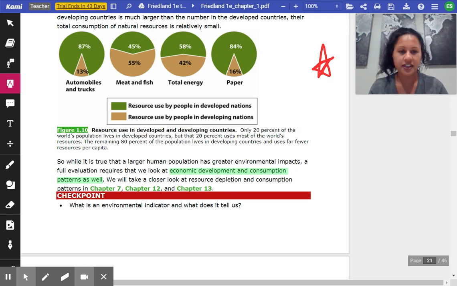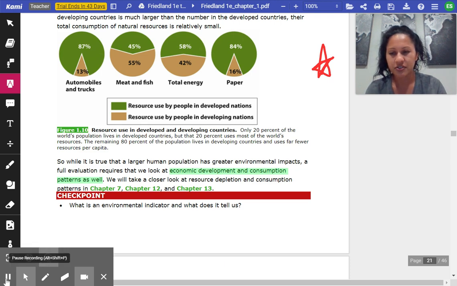Again, those are the 5 key indicators of how well we're doing as a world: biological diversity, food production, average global surface temperature and CO2 concentrations, human population, and resource depletion. Be familiar with those 5 indicators and be able to give some examples of each.